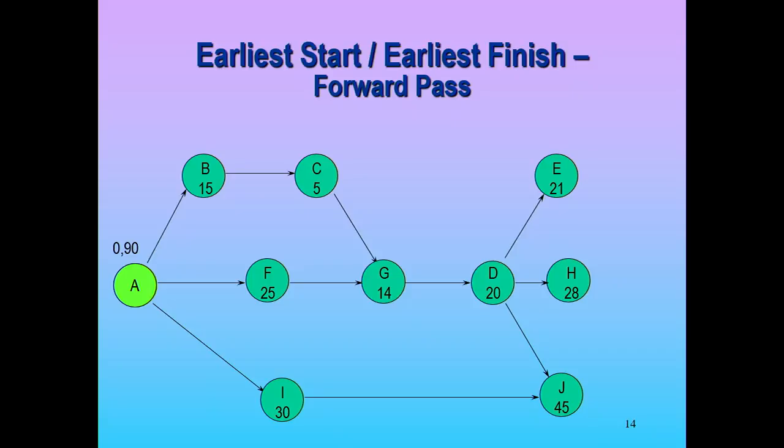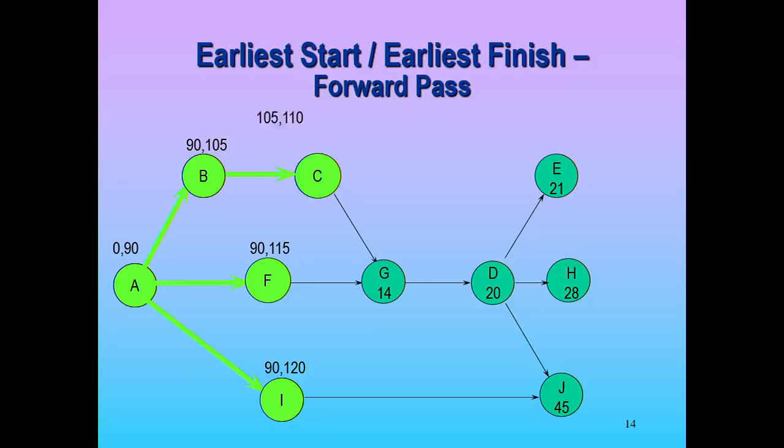Now we make a forward pass through the diagram. If this gets done at the beginning of day 90, when can this start? When can B start because it waits on A? 90. And when is it going to be over? 90 and 15, day 105. We can go forward that way, all the way through the network, so 90, this is a 25, 90 and 30. So we start figuring out the early start, early finish time for all these activities.